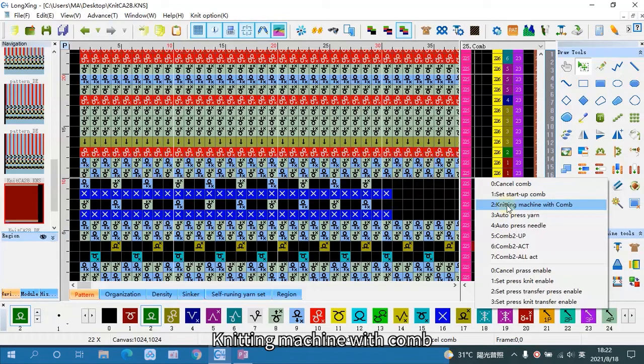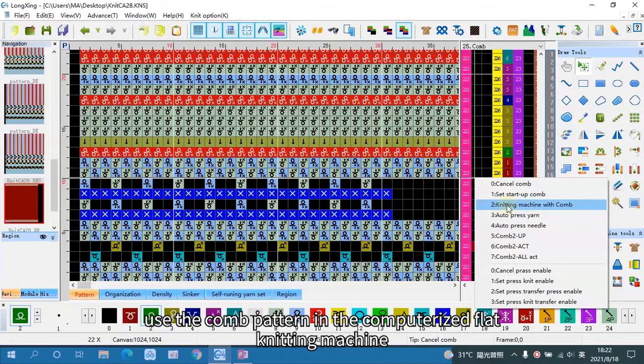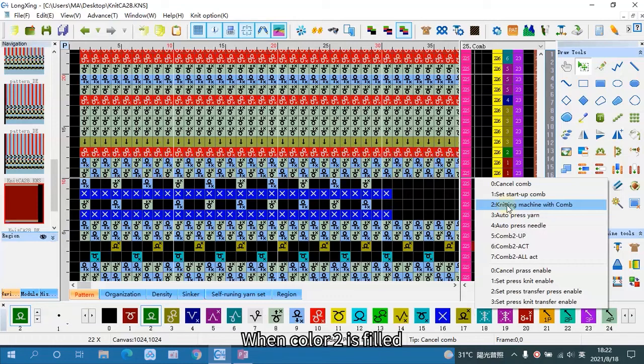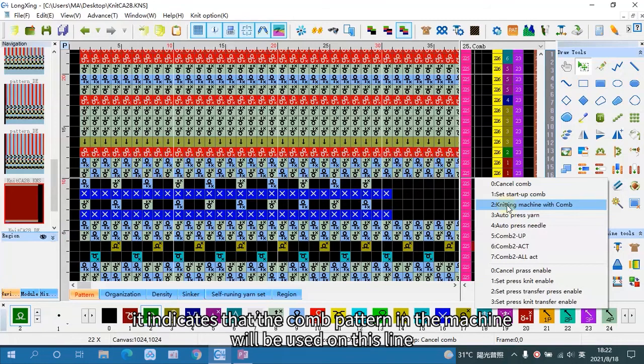Knitting motion with comb. That is, the selected comb pattern will not be used. Use the comb pattern in the computerized flat knitting motion. When color 2 is filled, it indicates that the comb pattern in the motion will be used on this line.